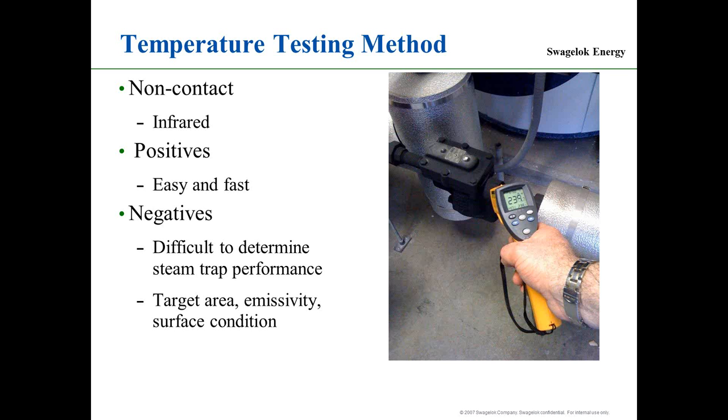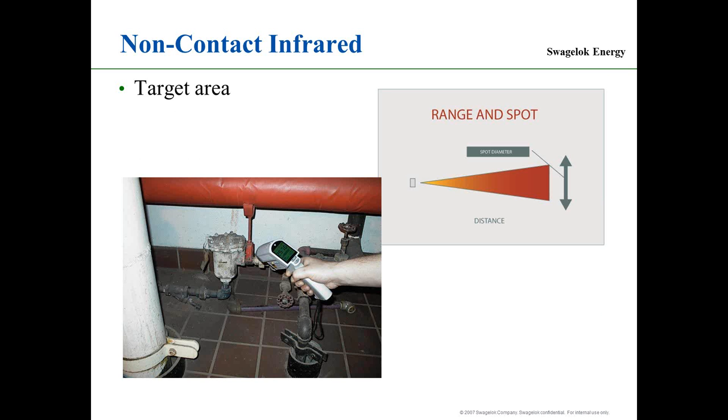Non-contact, everybody has these. Infrared, non-contact, positive: easy and fast. Negative: difficult to determine steam trap performance, which I'm going to talk about in a few slides. What you have to understand is target area, emissivity, surface condition. One of the biggest things is target area. I go into plants and they buy these low-end infrared units, and they're looking at a huge target area and trying to shoot a 3/4-inch pipe.